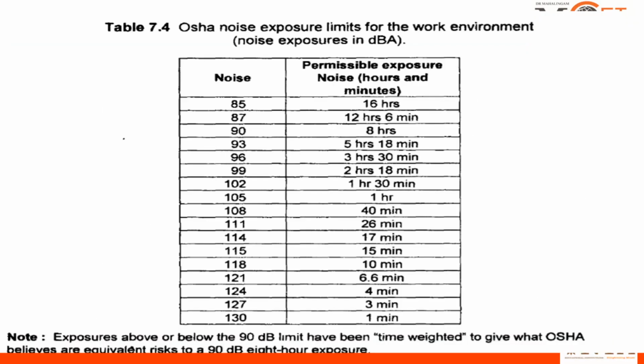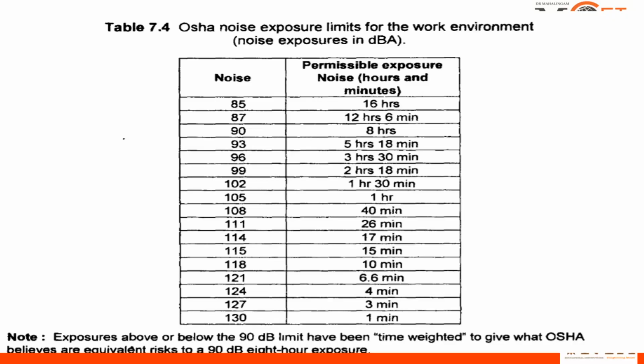So these are the noise exposure limits for various work environments, right? For example, you have 85 decibels of noise, so it can be heard for about 16 hours. You can be exposed to 16 hours of 85 decibels noise, nothing will happen to you. 87 decibels, 12 hours 6 minutes. You cannot expose a person more than that to 87 decibels.